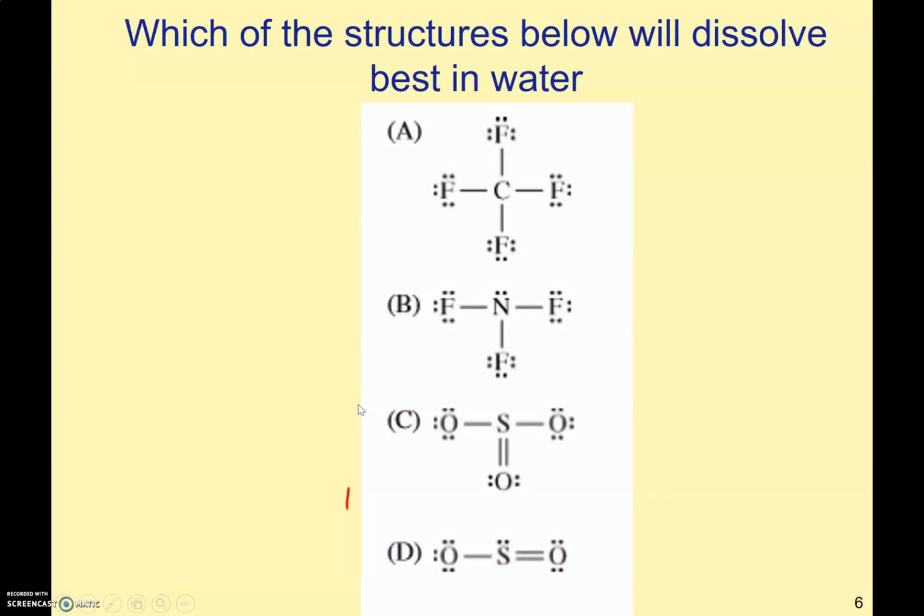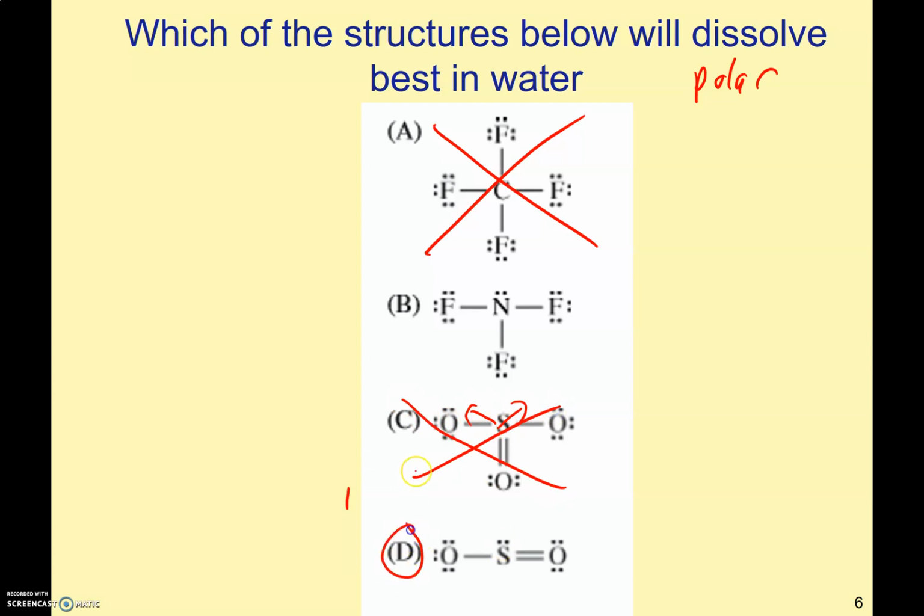Now, which of these structures will best dissolve in water? Here we're looking for the ones that are polar. This one is non-polar, and the reason is that it is symmetrical. Now this one is symmetrical as well. This is trigonal planar. Remember, these bonds should be up, so it is also symmetrical. And now it's between these two, and we need to figure out the difference between those two.